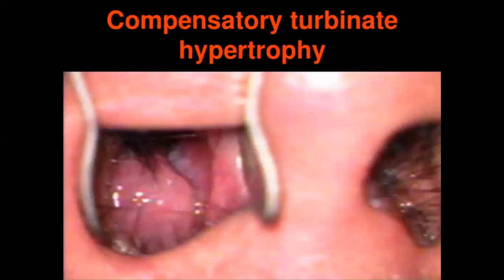Now, compensatory turbinate hypertrophy, you see here. If the septum is deviated, then the turbinates, especially the inferior turbinate, get hypertrophied. You can see thickened redness of the turbinates, concave.